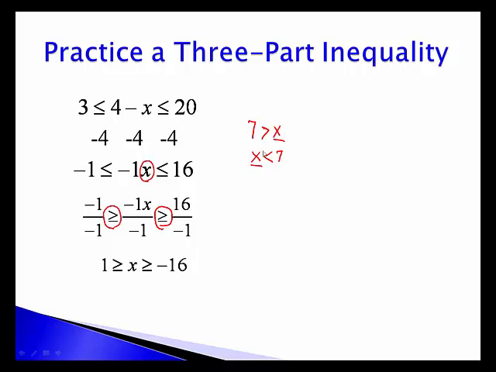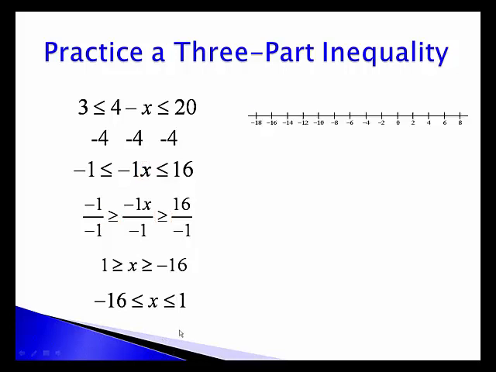Now, most of you don't have trouble with doing it here, but we're going to do the same thing right here. We're literally going to turn our inequality around. And when we do that, we'll have -16 is less than or equal to x, which is less than or equal to a +1. This will help you when you get ready to do your number line, your set builder notation, and your interval notation. So let's look now at the number line.